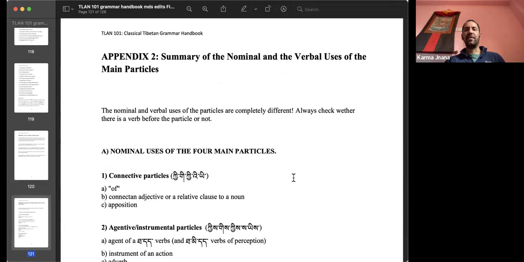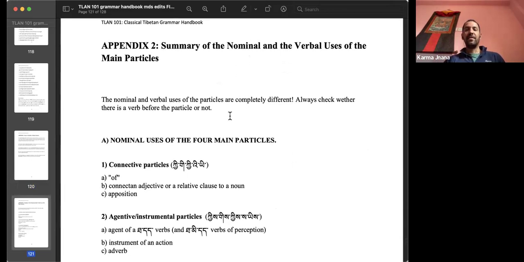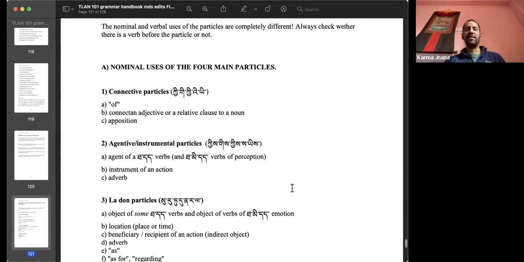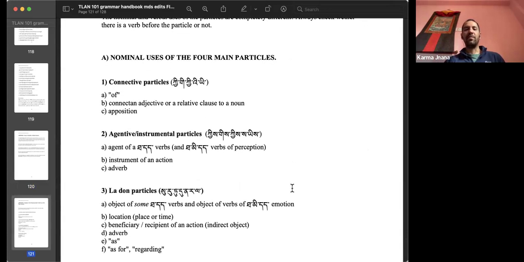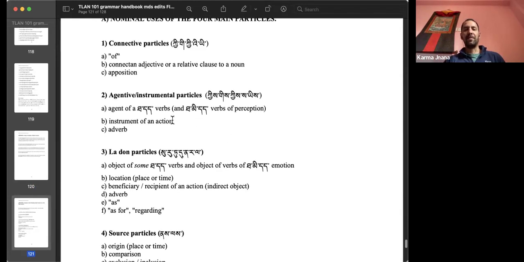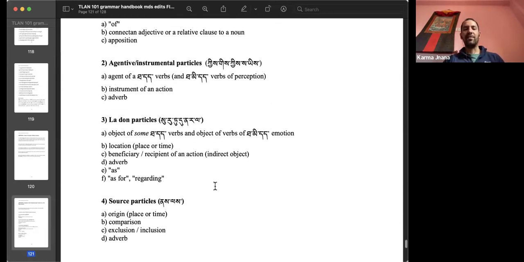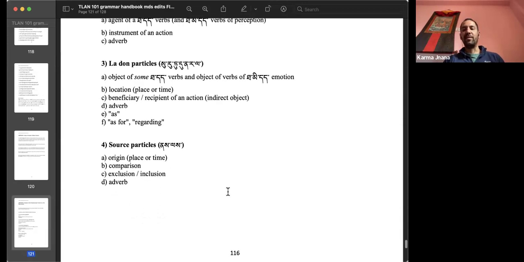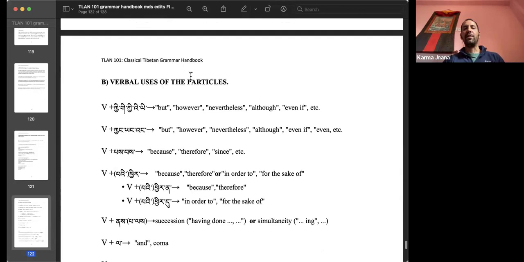Then the next page is just a summary of the functions of the particles. It's a useful sheet to keep with you when you're translating. For example, the connective particle will say of, adjective, or apposition. We already know all this, but it's a summary, which is nice to see. Adjunctive particle uses, there's more uses than this, as we know. The la don particles, the different la dons, what they do, the source particles, what they could do, and then verbal uses.